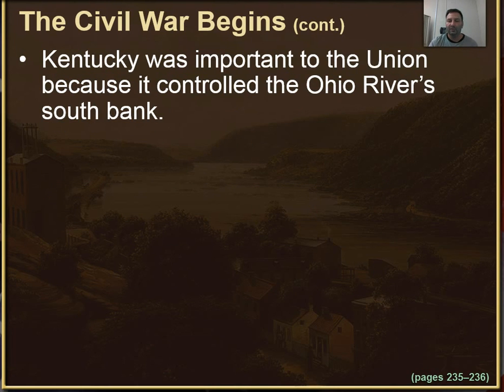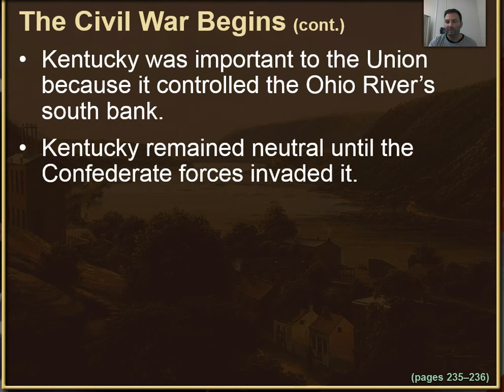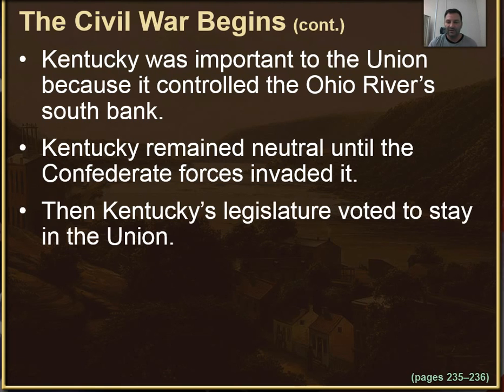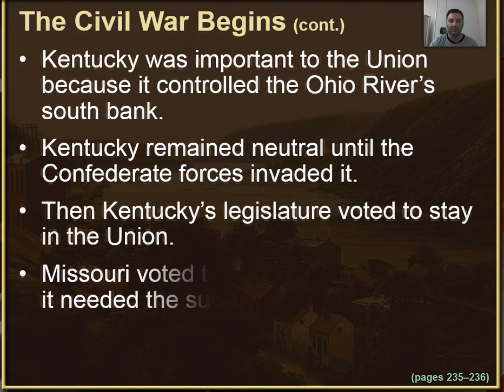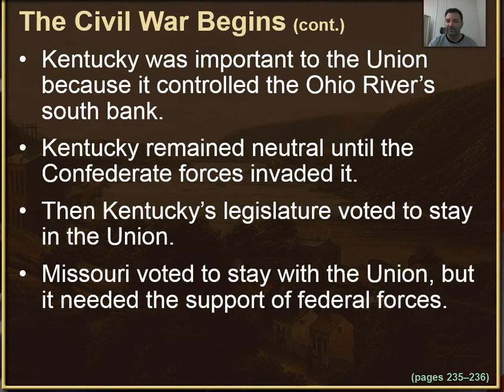Kentucky was important to the Union because it controlled the Ohio River's south bank. Kentucky remained neutral until the Confederate forces invaded it. Then Kentucky's legislature voted to stay in the Union. Missouri voted to stay with the Union, but it needed the support of federal forces.